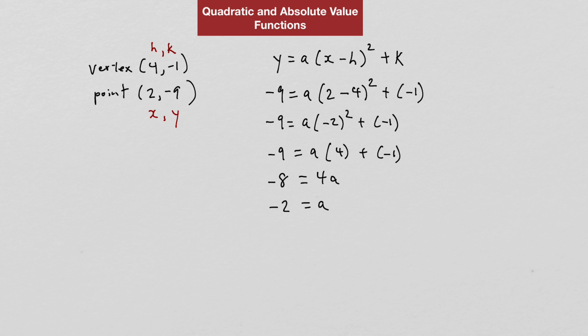Okay, so I'm going to pause there for a couple seconds. Now we can write out our quadratic function, and that is y is equal to -2, we just solved my a, times the quantity x minus 4 squared minus 1. And that is our answer.